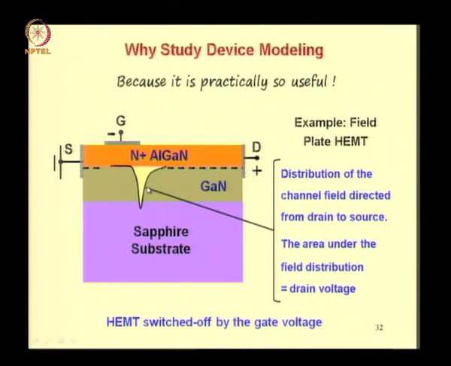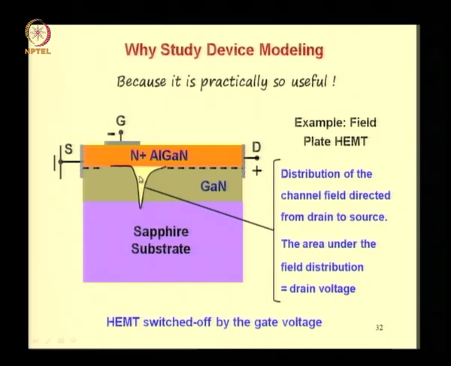Now if you want to improve the breakdown voltage of the device so that it can withstand a high off state voltage, then the way to go about doing it is to reduce the peak electric field, because if the peak is high, the device will break down for a lower voltage. So the issue is, how do you reduce the peak?